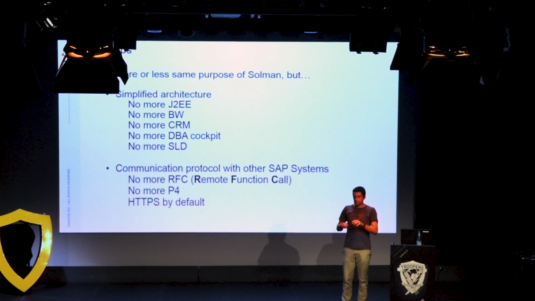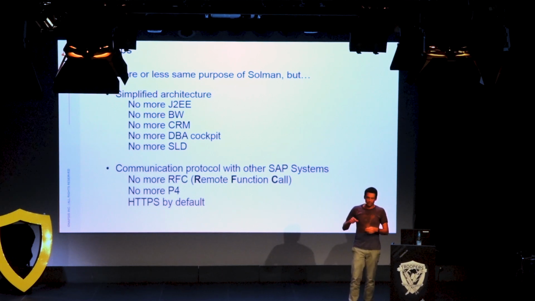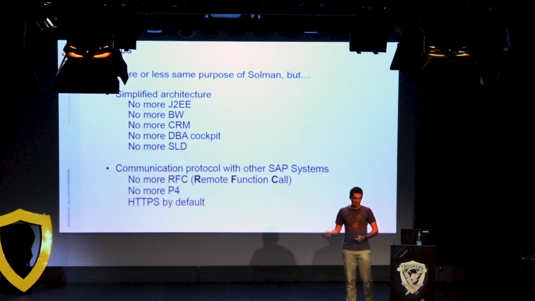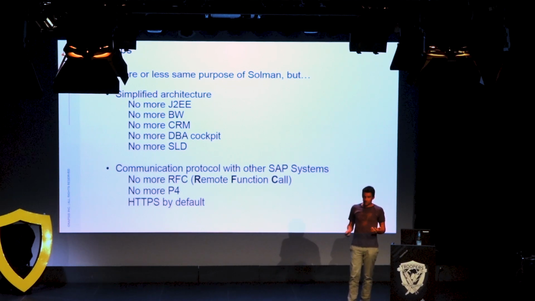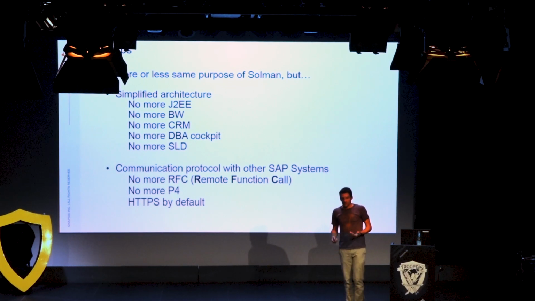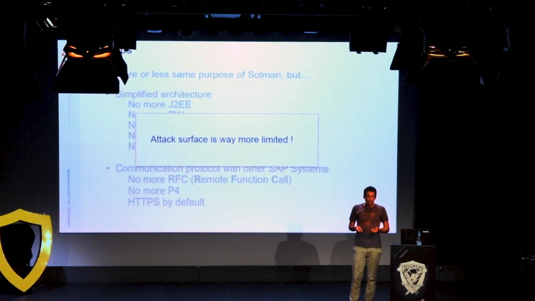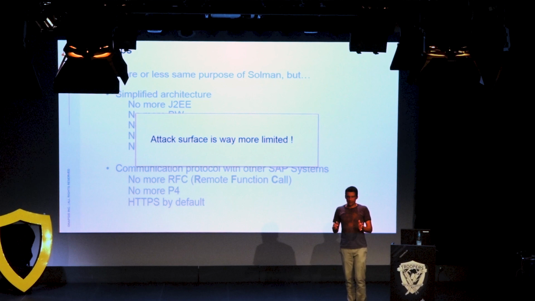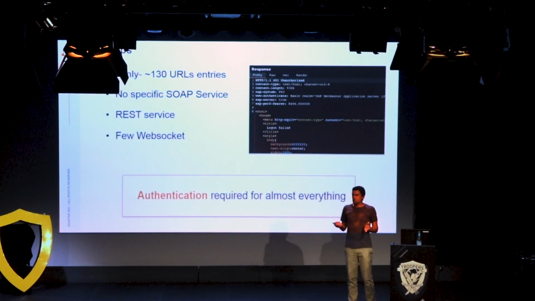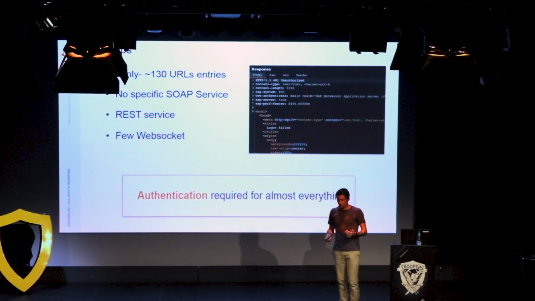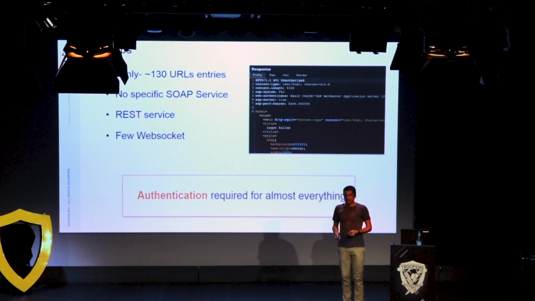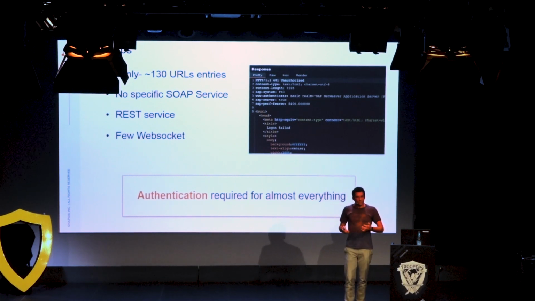There is no Java stack anymore, so no Java stuff, none of the harder parts like BW, CRM, etc. There is no RFC communication, which is the communication between SAP systems, and nothing like that. No, P4 is not present. So basically the attack surface is very small. More or less, when we activate all the services, you have a bit more than 100 entries. For an SAP system, 100 entries is not a lot.